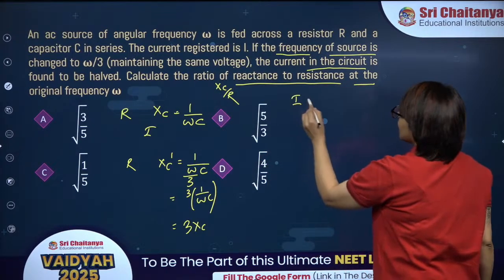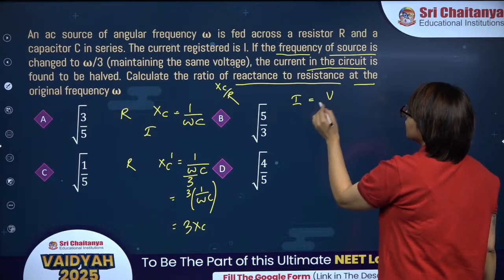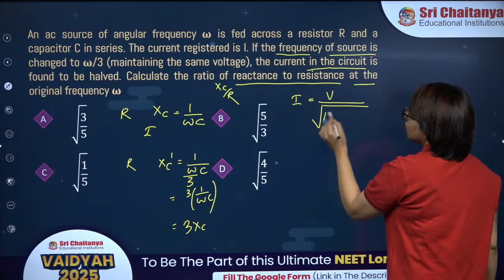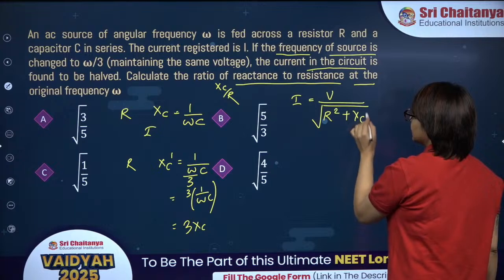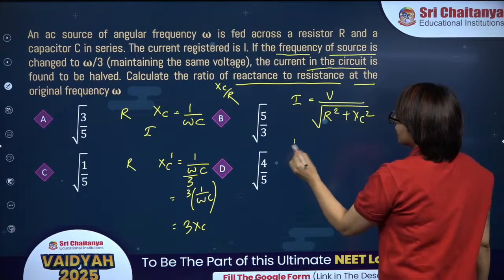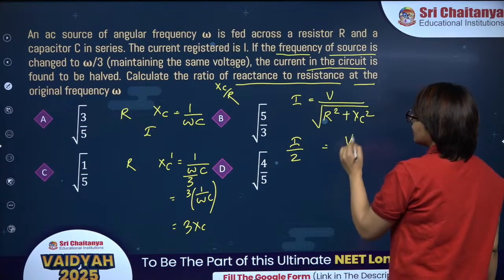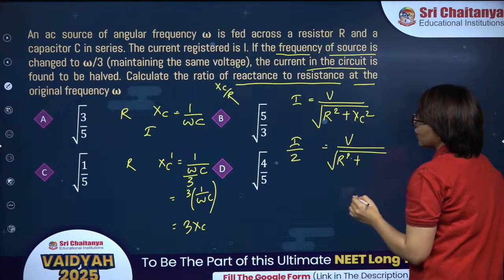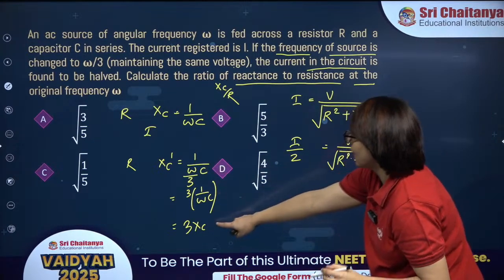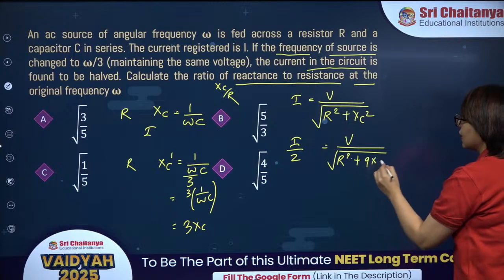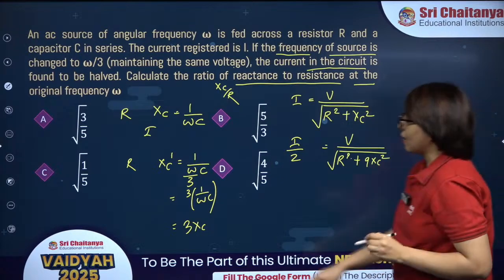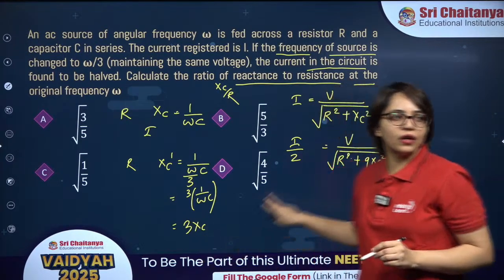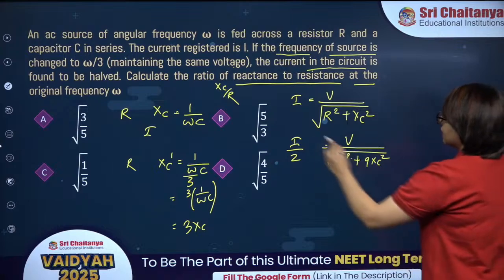So initial current I is V upon Z, which is under root of R square plus XC square. Now final current is I by 2 at the same potential, and now Z will be under root of R square plus XC dash square, which is nothing but 9XC square. You have to write 3XC whole square over here. Fine. Now just divide it.